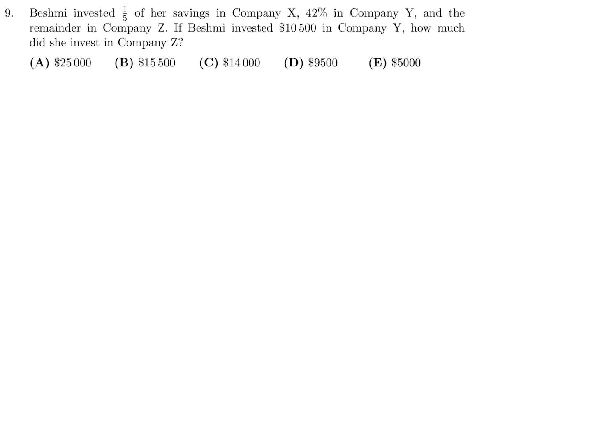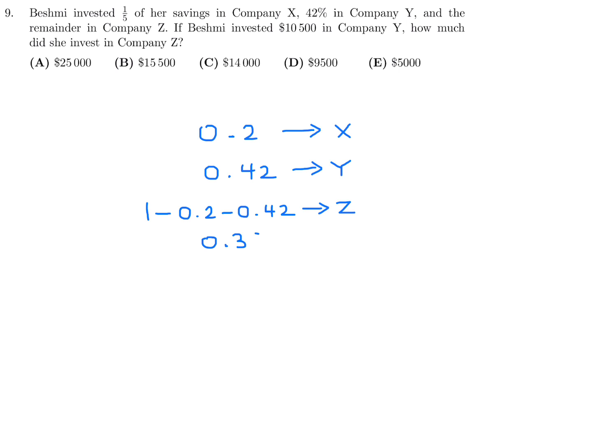Bishmi invested 1/5 of her savings in company X, 42% in company Y, and the remainder in company Z. If Bishmi invested 10,500 in company Y, how much did she invest in company Z? So 0.2 goes into company X, and then 0.42 she's placing in company Y. And then the remainder, so it'd be 1 minus 0.2 minus 0.42, she's putting in Z. So that is 0.38 that goes into Z.